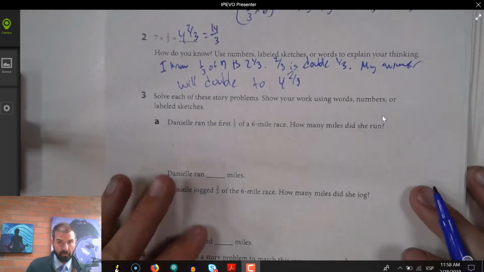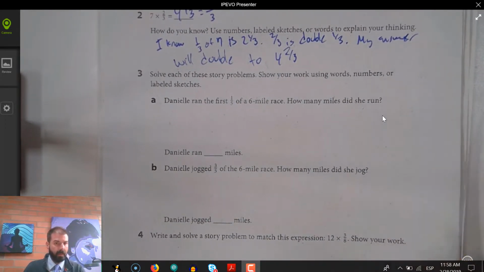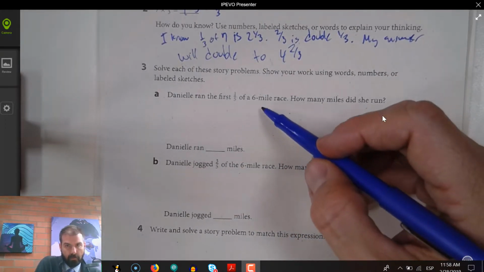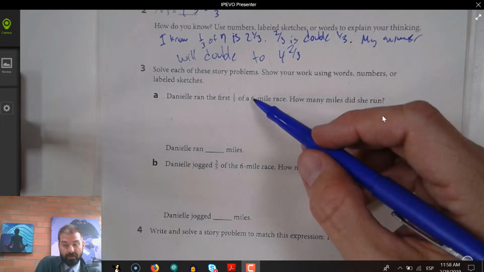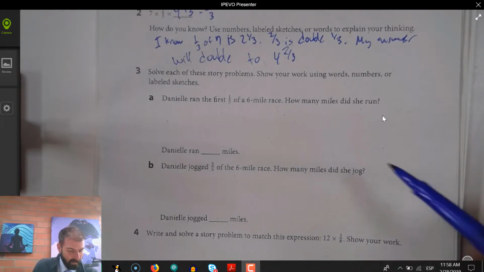All right, solve each of these story problems. Show your work using words, numbers, or labeled sketches. So Danielle ran the first 1/5 of a 6-mile race. Ooh, that got me thinking. Now that I split, I love the chunking one. I just can't get over that one because it just makes things easier. You start thinking about things. How many miles did she run?